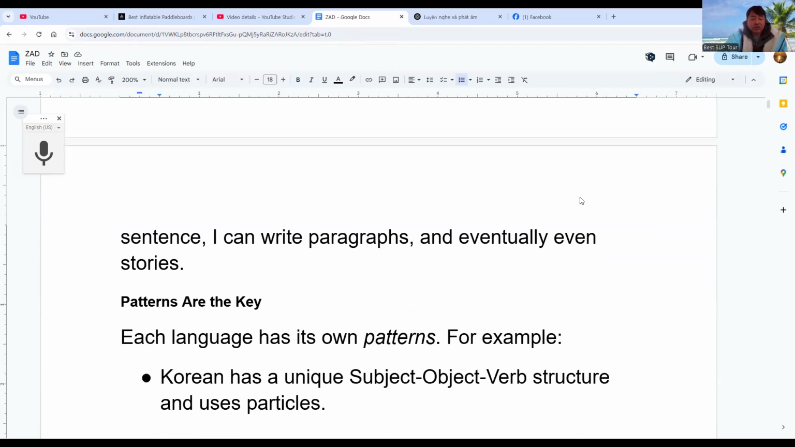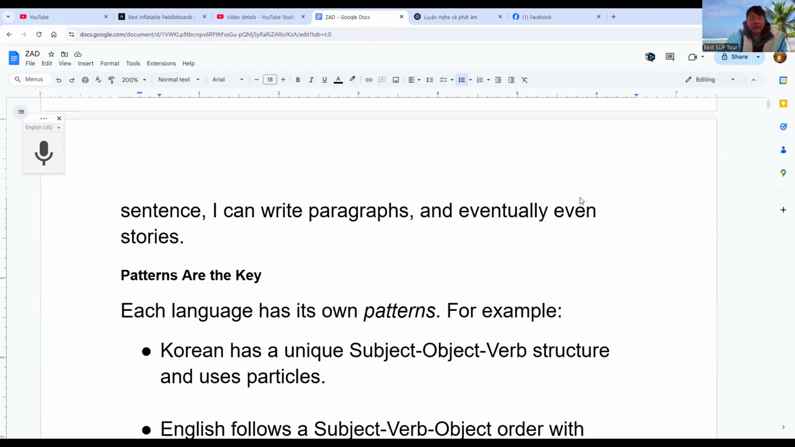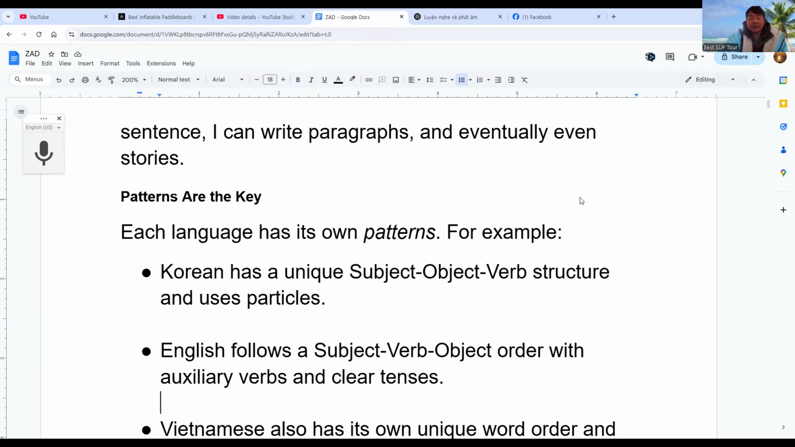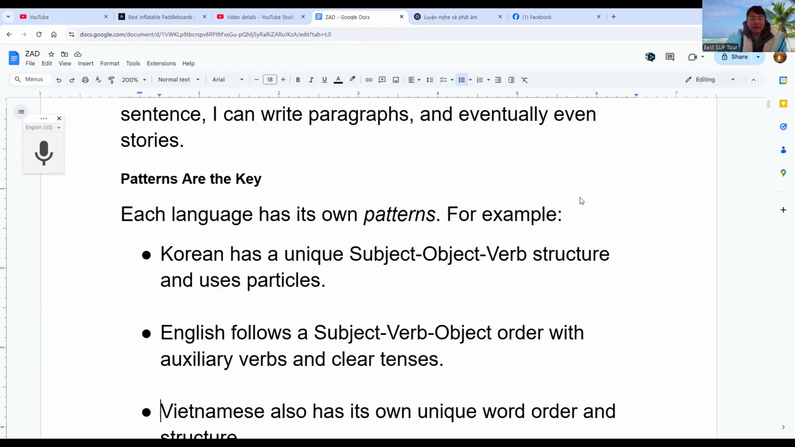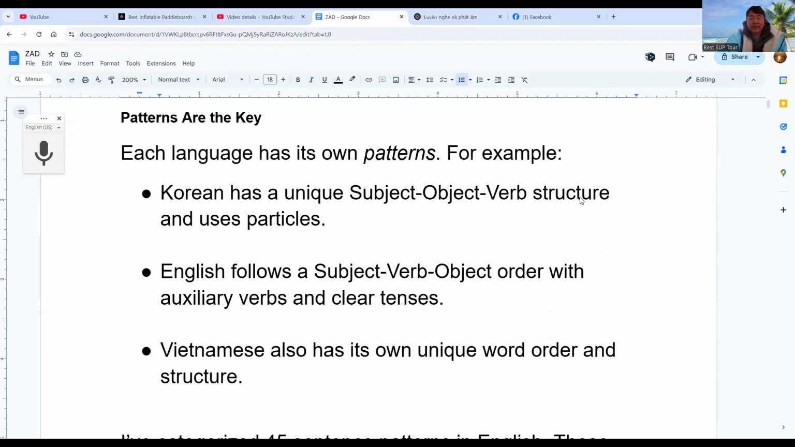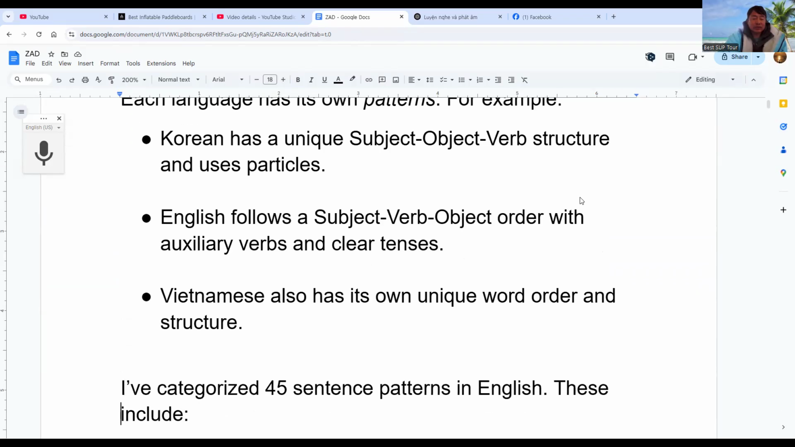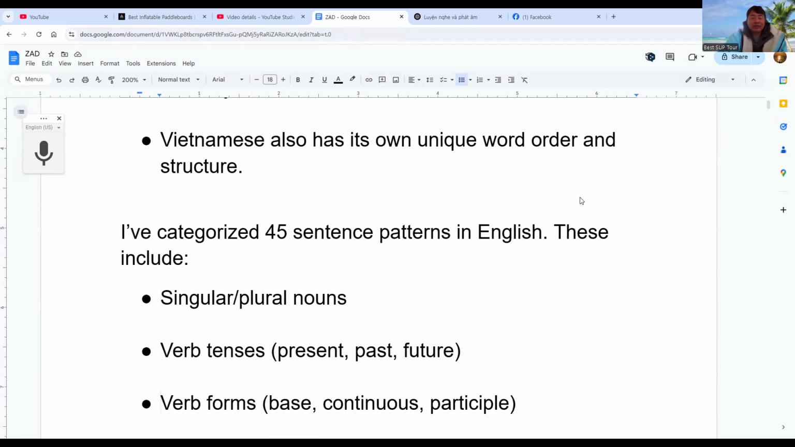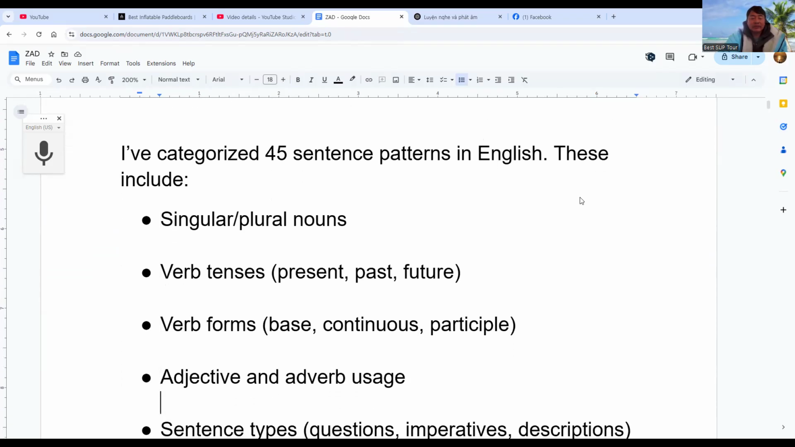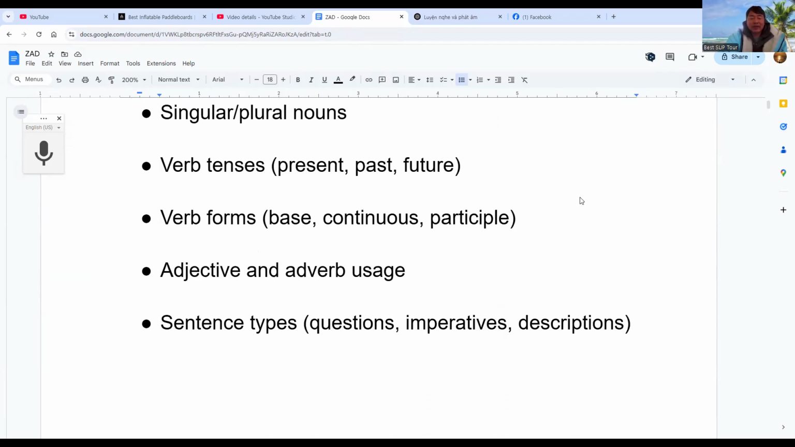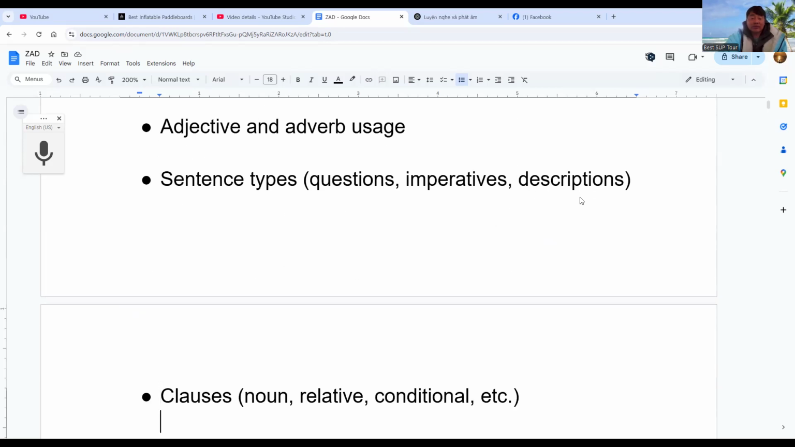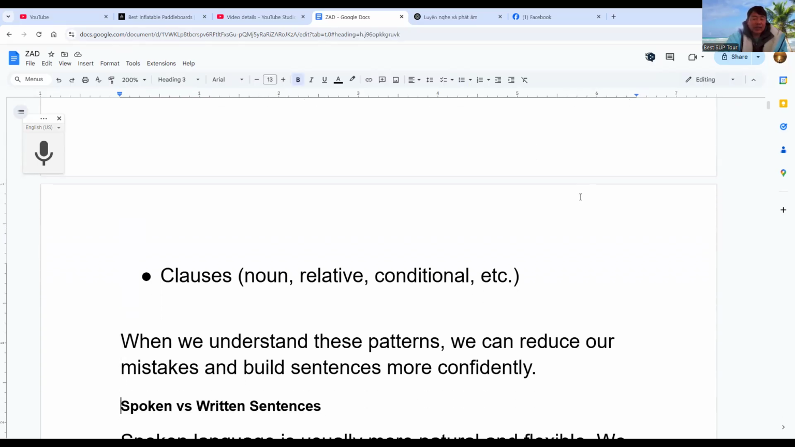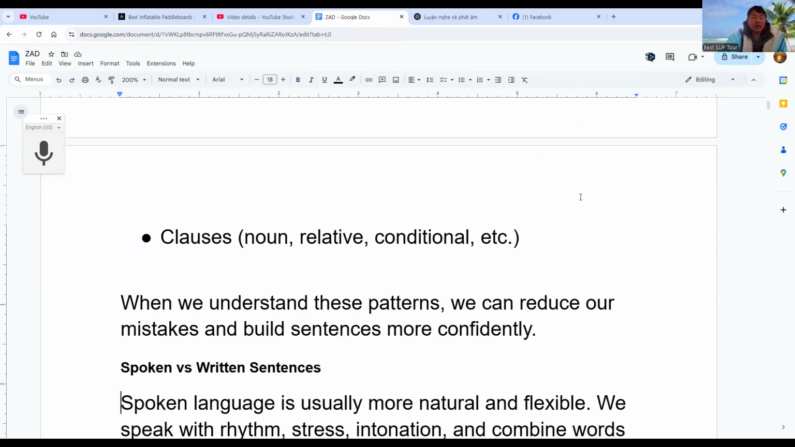Patterns are the key. Each language has its own pattern. For example, Korean has a unique subject, object, verb structure and uses particles, and English follows subject, verb, object, with auxiliary verbs and clear tense. Vietnamese also has its own unique word order and structure. I've categorized 45 sentence patterns in English. These include singular and plural nouns, verb tense, present and past, verb forms, base and continuous, particles, adjectives, adverbs, sentence types, question, imperative, description, noun, relative, conditional. When we understand these patterns, we can reduce our mistakes and build sentences more competently.